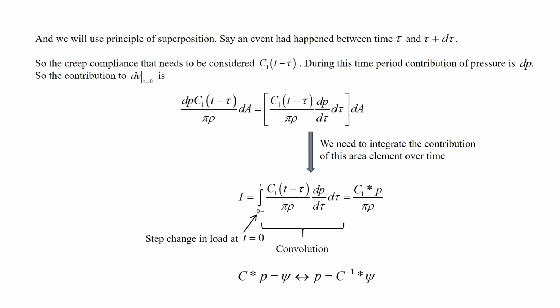So, this integration part is given by the convolution C1 star p, and pi rho is in the denominator. The convolution has this particular property: if C star p is equal to psi, then p will be equal to C inverse star psi. This kind of inverse can also be found from convolution theory; it is called inverse convolution, and for this one uses what are known as Laplace transforms and all that. What I am going to do here is a very simplistic way, but these things can be done.